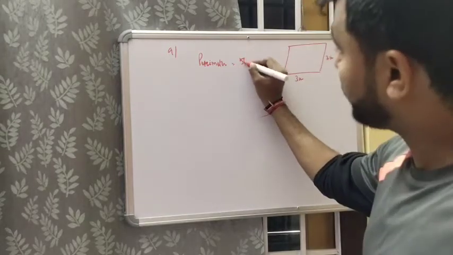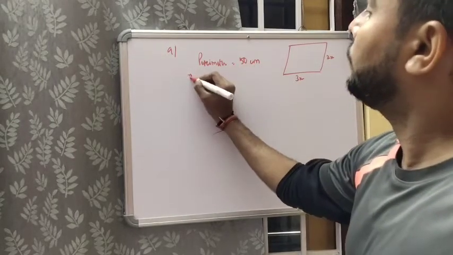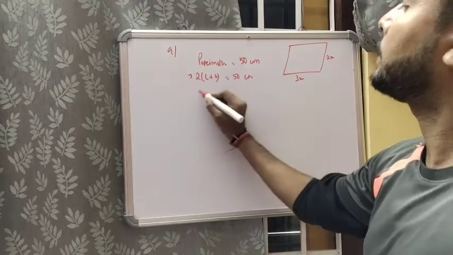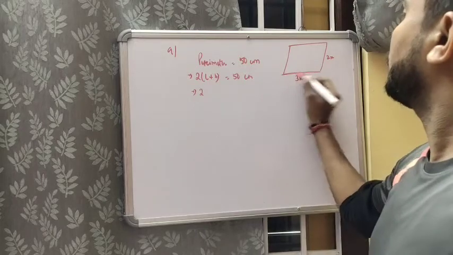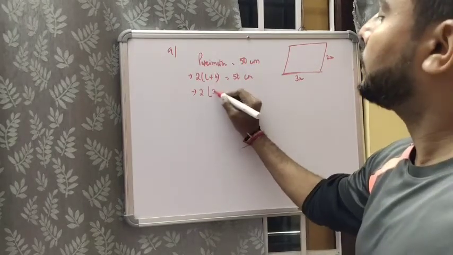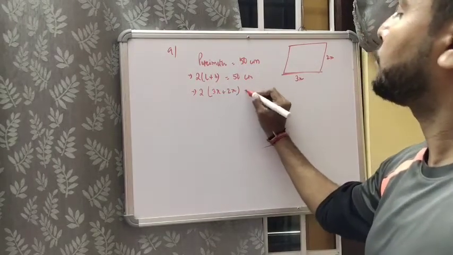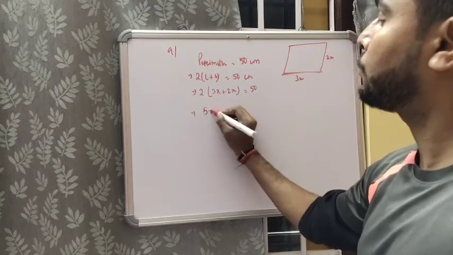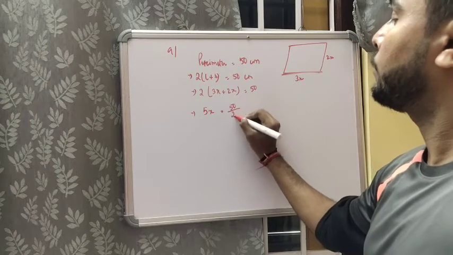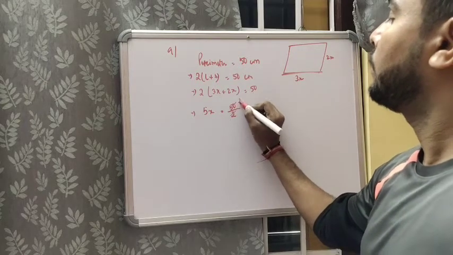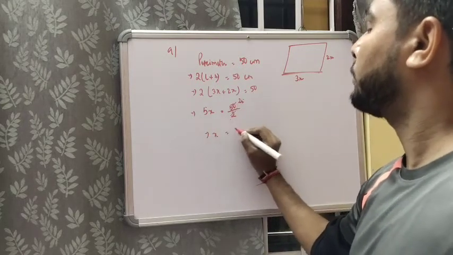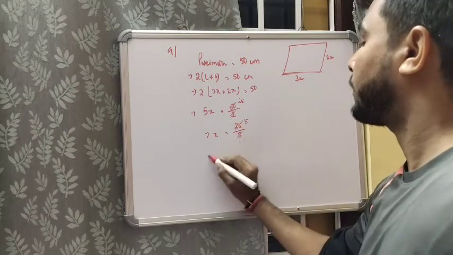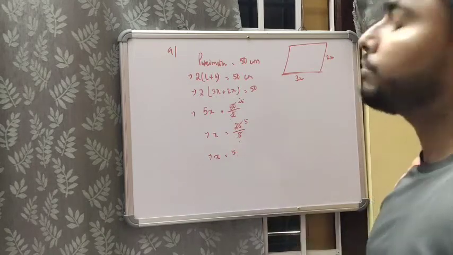50 centimeter. So 2 into length plus breadth will be equal to 50 centimeter. Length is what? 3x. Breadth will be taken as 2x, will be equal to 50. Now 2 will be divided this side. 3 plus 2 is 5. 5x will be equal to 50 divided by 2, 1 time 25, 25. X will be equal to 25 by 5, 5 1s are 5, 5 5s are 25. So X will be equal to 5.